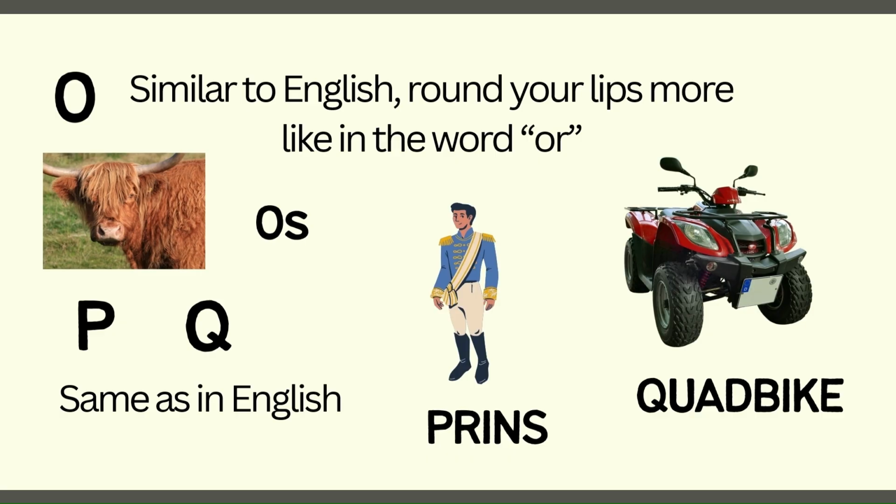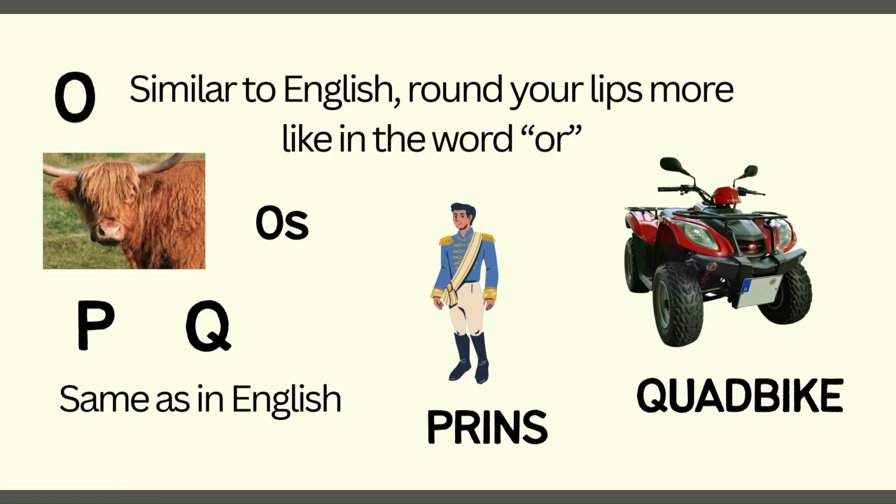In Afrikaans, we say o, os. Let's say it one more time. O, os. The letters P and Q are pronounced exactly the same as in English. Almost like with our C, the letter Q is not used very often. But I do have an example.